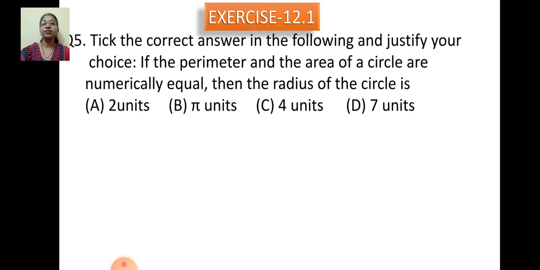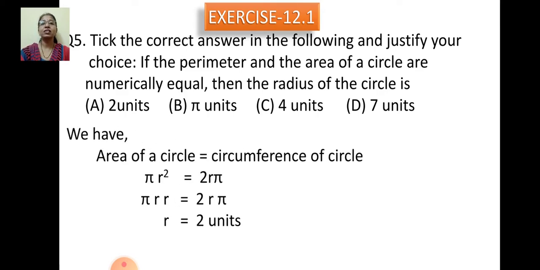Question number 5. Tick the correct answer in the following and justify your choice. If the perimeter and the area of a circle are numerically equal, then the radius of the circle is. So what is given? Perimeter of a circle is nothing but circumference of the circle, and the area, they both are numerically equal, means they both are equal. So let us equate them.